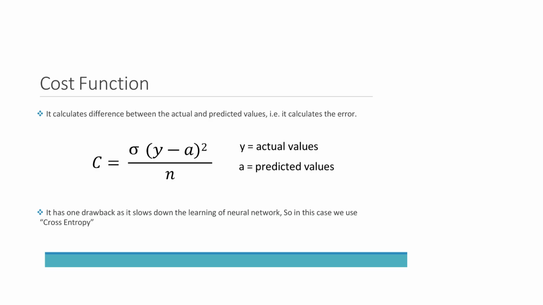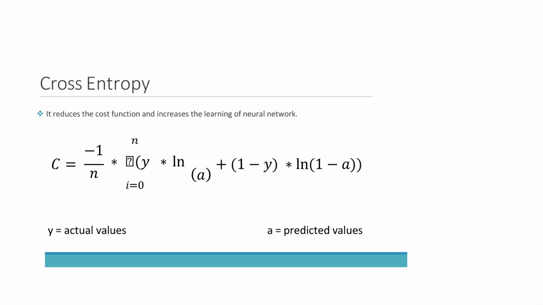The cost function calculates the difference between actual values, y, and predicted values, a, determining the network's error. A drawback of the basic cost function is that it can slow down learning, leading to the use of cross-entropy. Cross-entropy is an alternative cost function that reduces the cost and accelerates the learning process of the neural network.